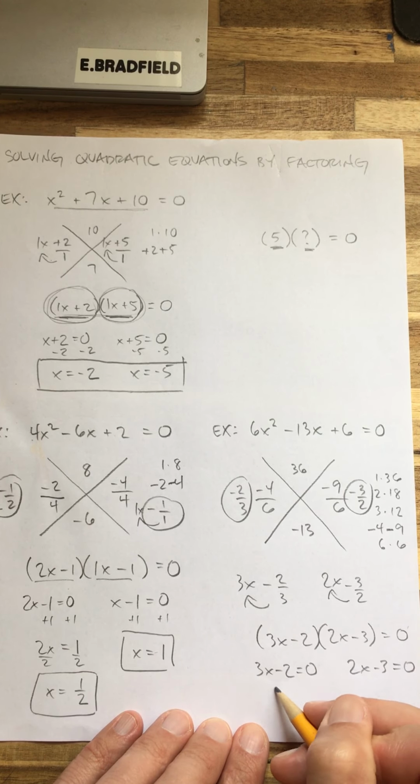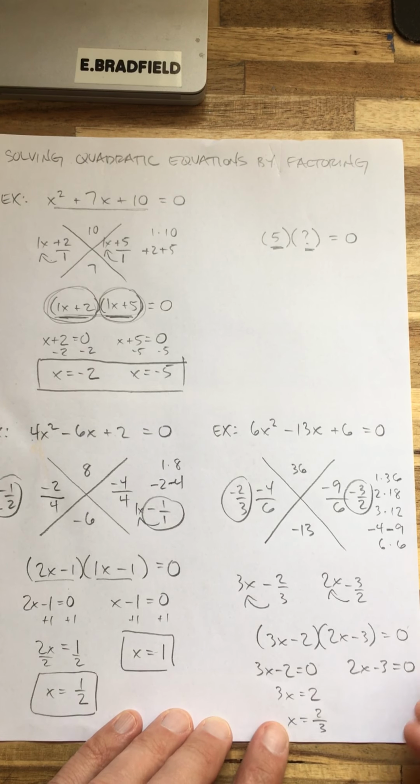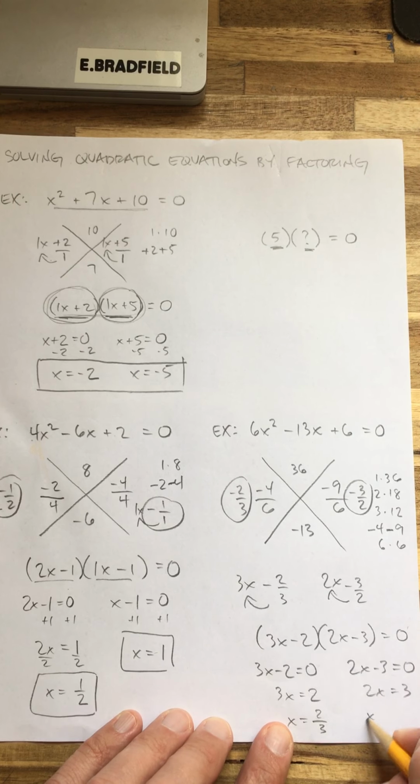And move the 2 over, we get 3x equals 2. Divide by 3, we get x equals 2/3. Move the 3 over, we get 2x equals 3. Divide by 2, we get x equals 3/2.